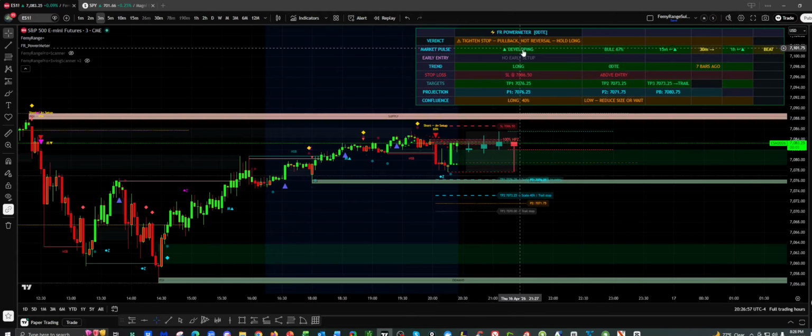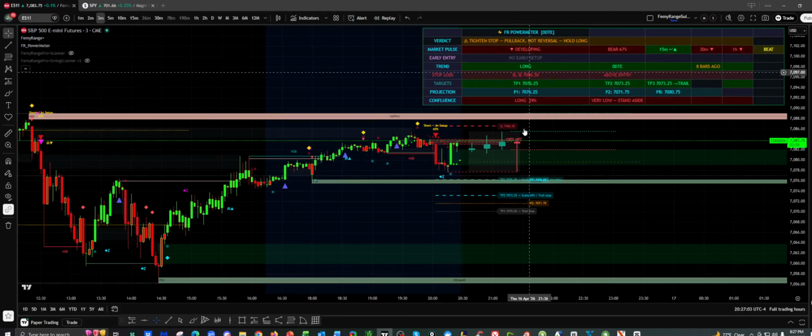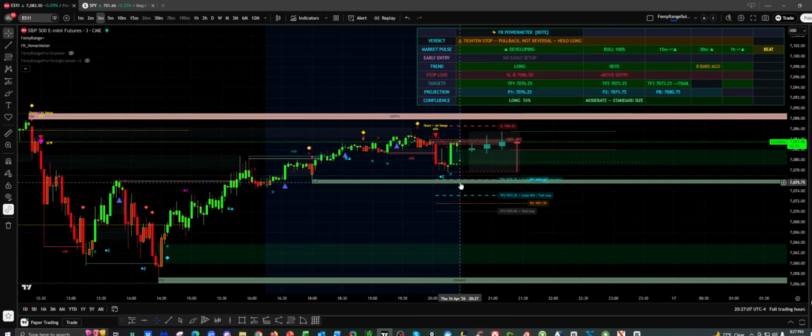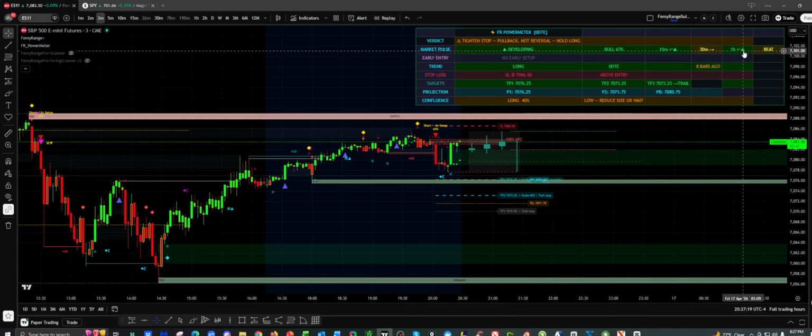Then now you see a change, the market pulse changes to developing, then it goes back. So it's changing. I'm not doing anything. It's just changing in itself. So now it's changed the trend to long because a new candle formed. Now the trend is long. The market pulse is developing. Bull is 67%. The 15 minute and hourly are strong. The 30 minutes is now green.